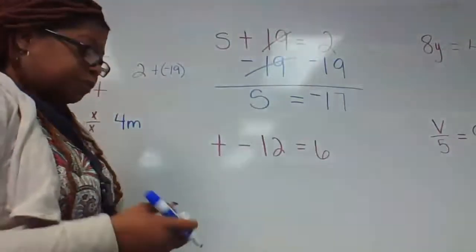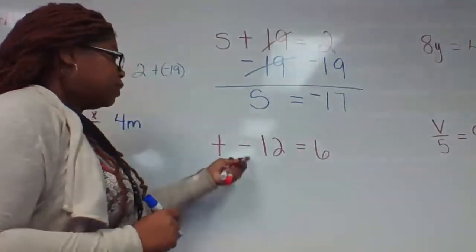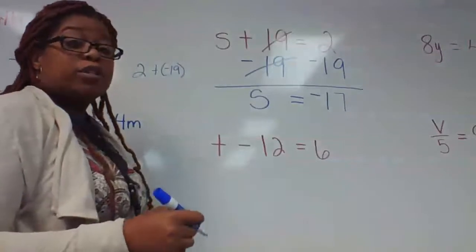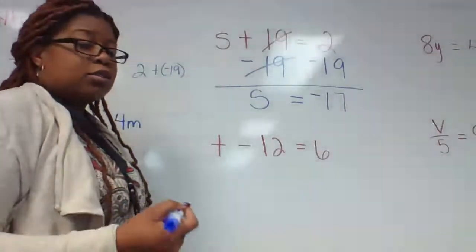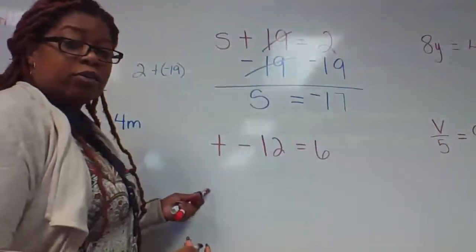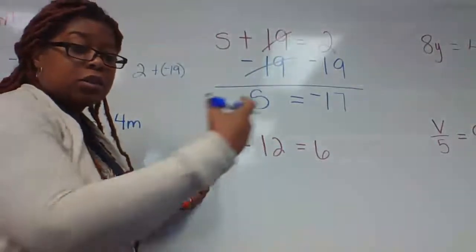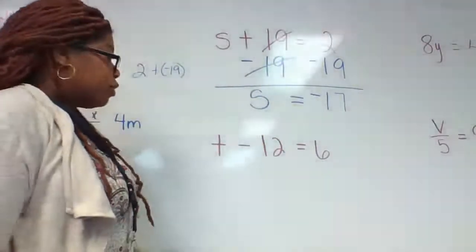Let's move to this one. The first question, the original operation is subtraction. Thus, we are going to use addition to solve it. At the end of this, we want to know the value of t. So we should get an answer that says t equals something. Okay?